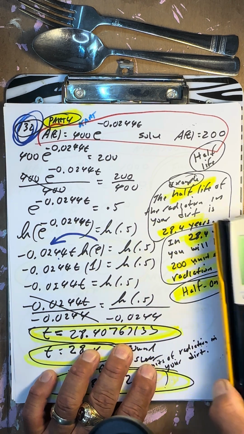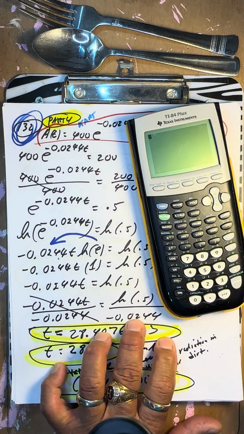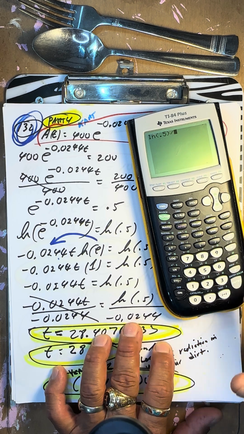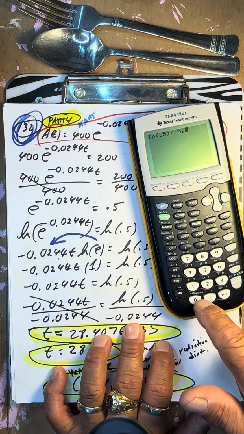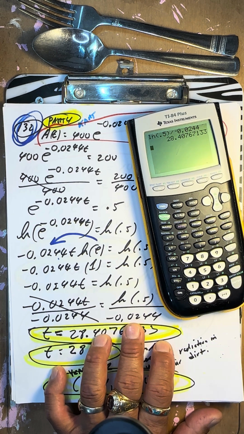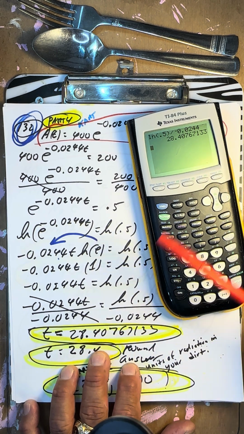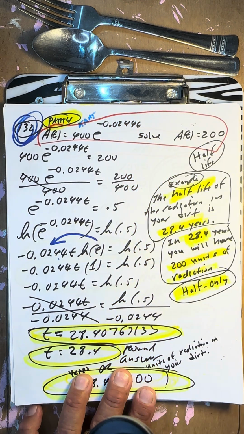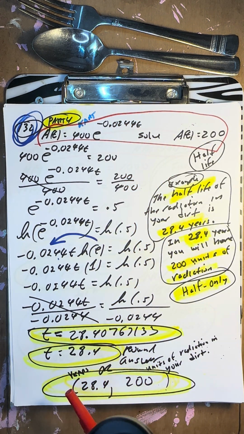Yes, of course it is. So let's do it in the calculator. So you have ln 0.5 divided by negative 0.0244 is 28.407. Yep, there it is. Again, calculate if you want to. So 28.4 years later, it's going to be 200.